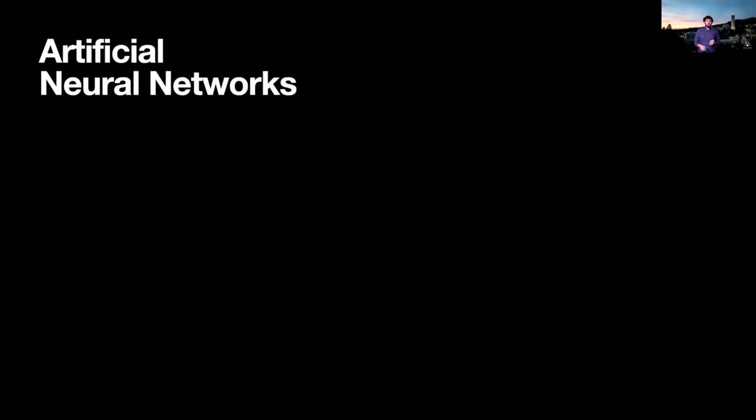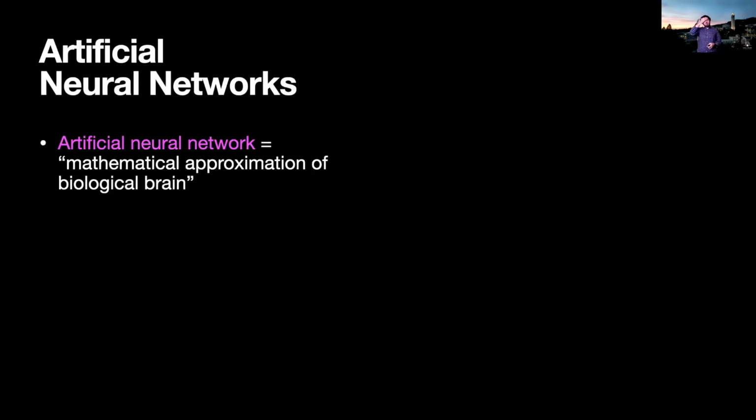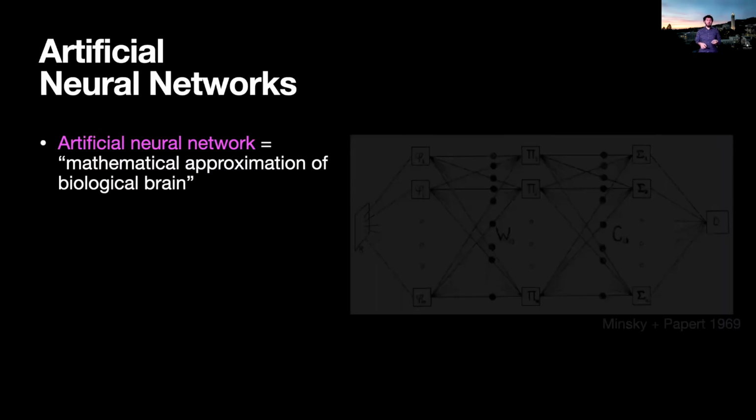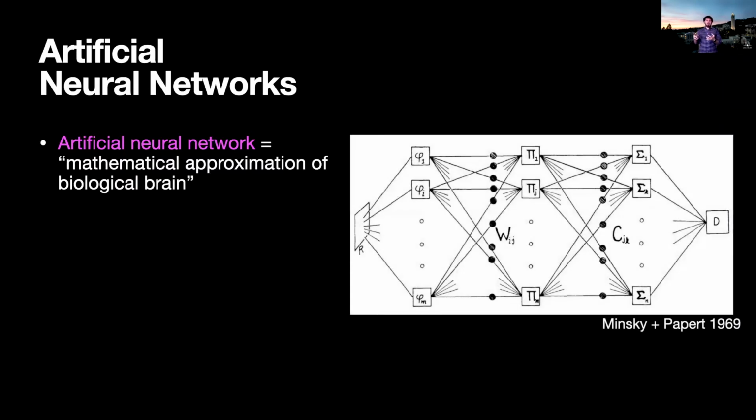So what do I mean when I say artificial neural networks? It's simply a mathematical approximation of a biological brain. And we can talk about how good of an approximation it is. Probably not very good, but this is historically the motivating context for devising these types of models in the first place. So this is some seminal work that was done by Minsky and Papert in the 1960s, where, in their case, they were thinking about image data. So you have an input image on the left.